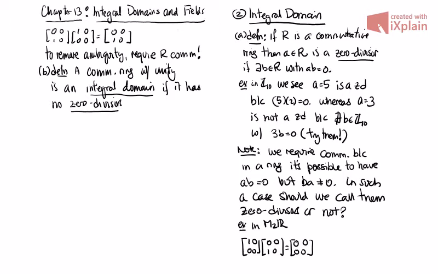So in other words, i.e., whenever AB is 0, we must have one of them being 0. Or both. But let's say either A equals 0 or B equals 0. So in other words, it behaves more familiarly. Right? So here are a few examples. So these are all integral domains.